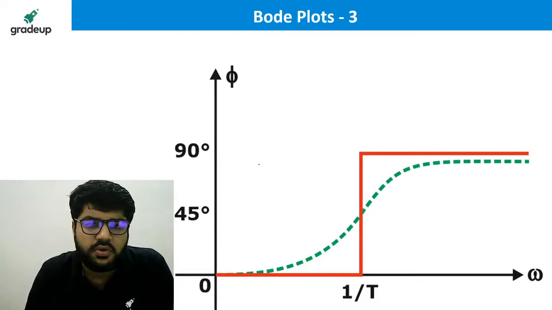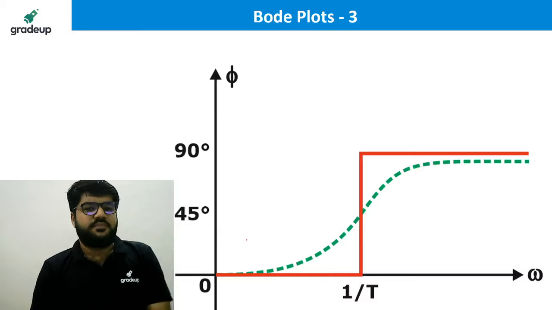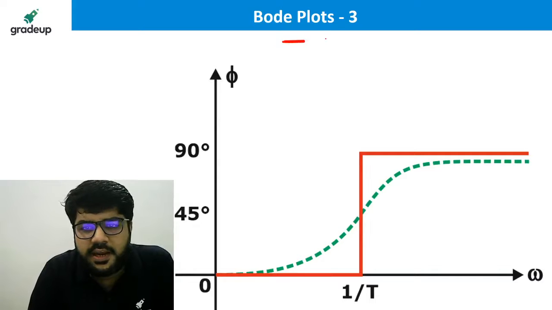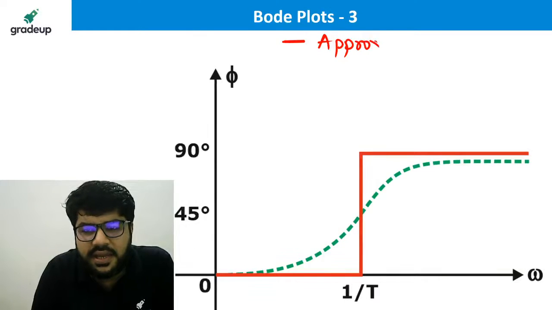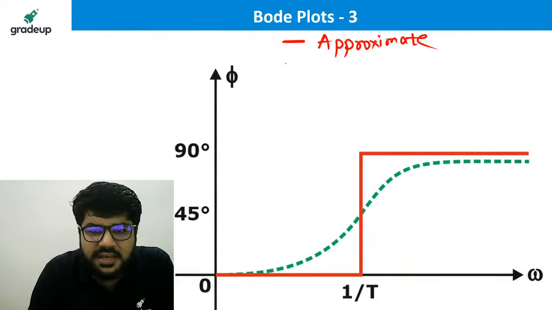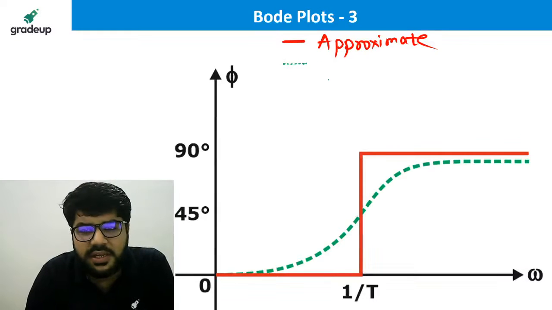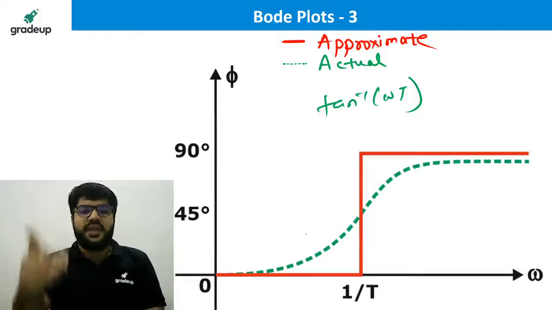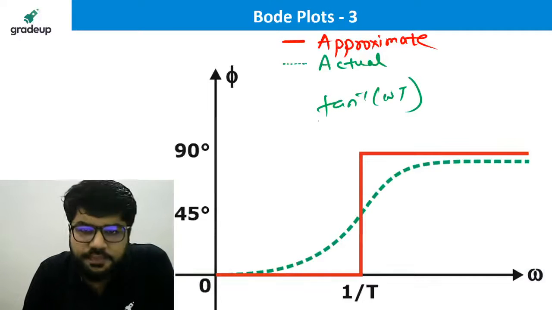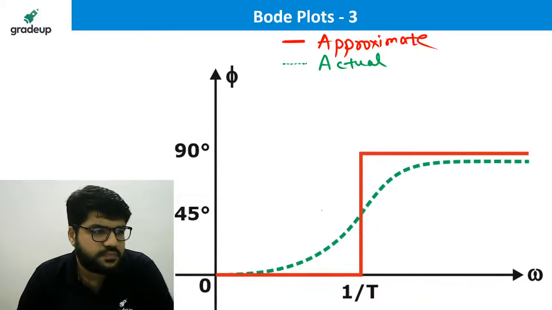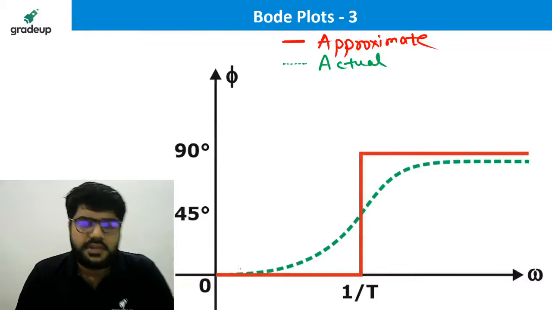This is the asymptotic phase plot, the first approximation rule. I'll mention here the red one. The red one is the approximate result, 0 degree and 90 degree, only two values. And the green one, recall from the last class, class number 1, I have shown you the actual plot of tan inverse omega t. I have just copied it here. So it is the actual plot for tan inverse omega t.